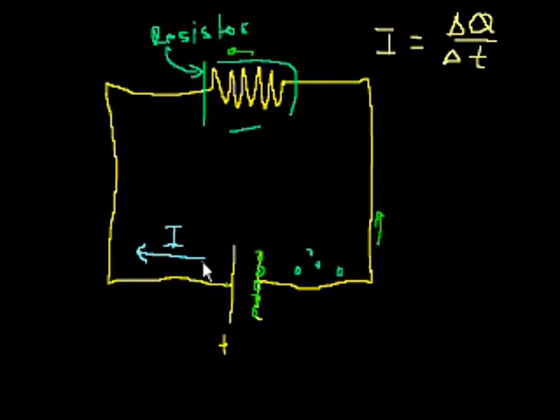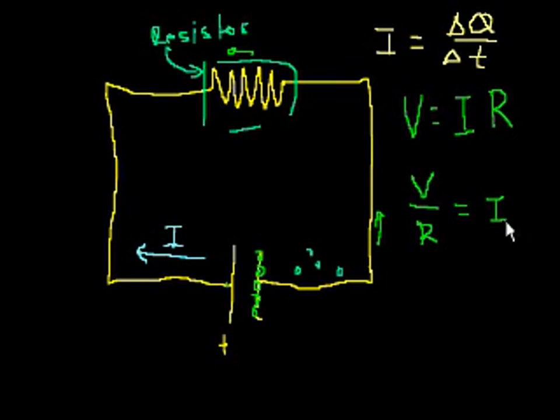So what we know, and this is called Ohm's law, is that the current is proportional to the voltage across the circuit. Or we could view it the other way, that the voltage is proportional to the current through a circuit. So the voltage is equal to the current times the resistance, or you could say that the voltage divided by the resistance is equal to the current. And this is true. This is called Ohm's law. And this is true whenever we're at a constant temperature.